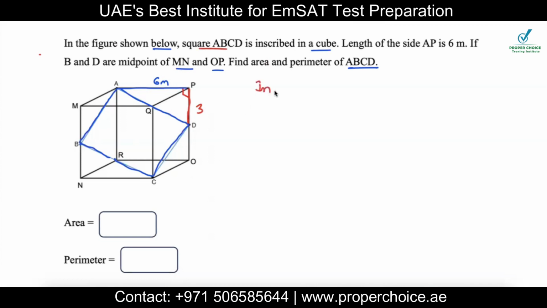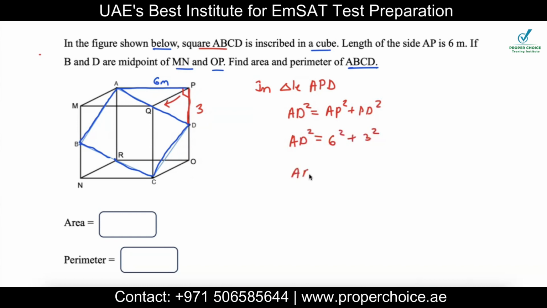So in triangle APD, AD is the side opposite to the 90 degree. According to the Pythagorean theorem, I can say AD square is equal to AP square plus PD square. Substitute their values. AD square is equal to AP, which is 6 square, plus 3 square.